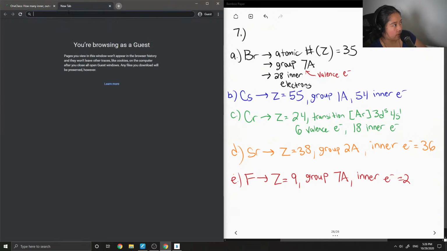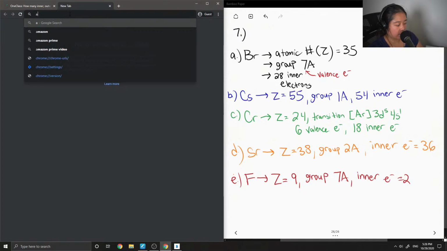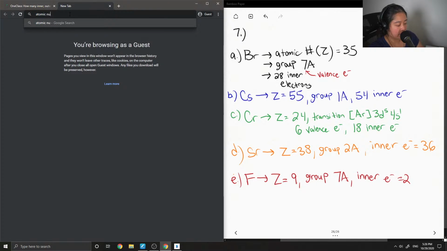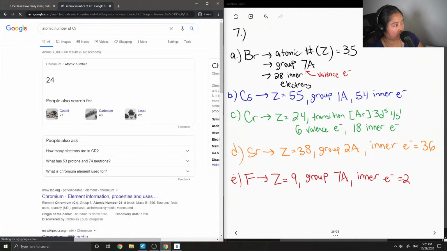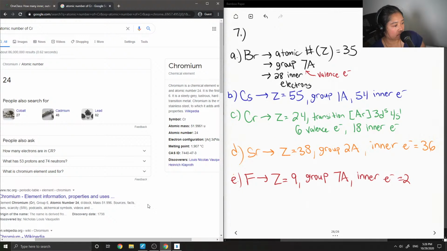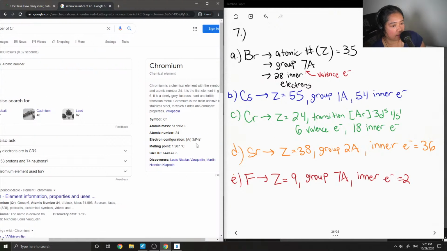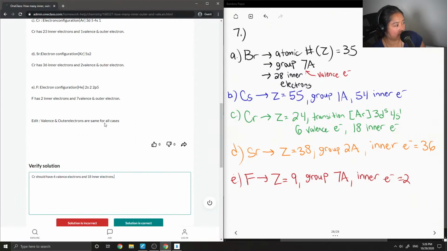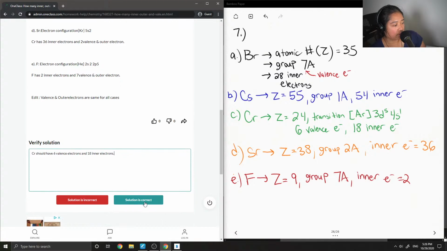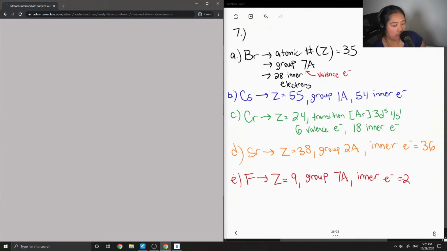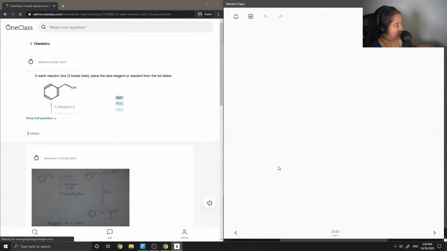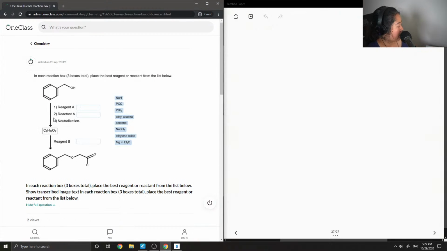Let me look up the atomic number of chromium just to double check. Okay, so yeah, there's 24. And that is its electron configuration. I'm still going to say the solution was correct. And I think we have time for one more question.